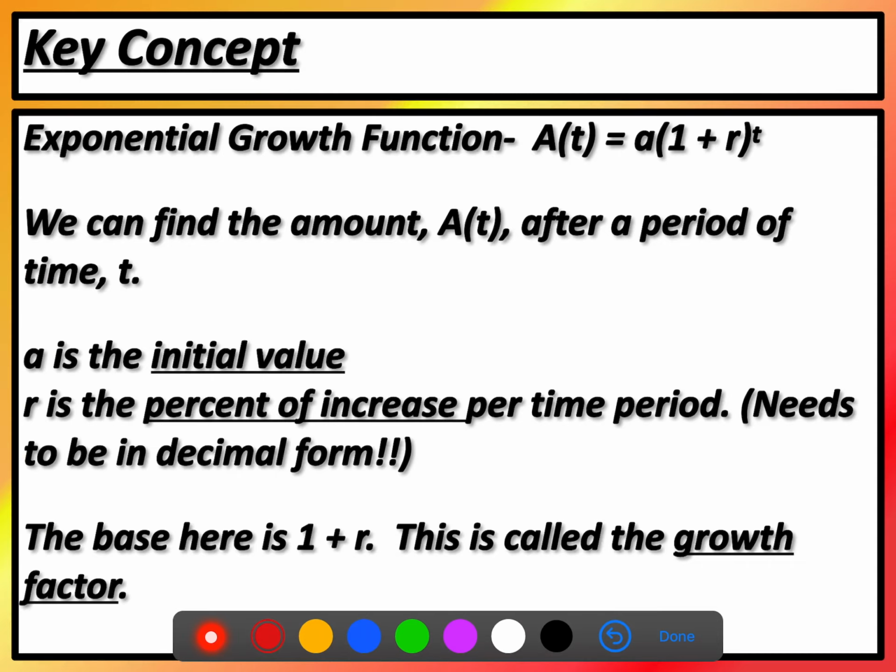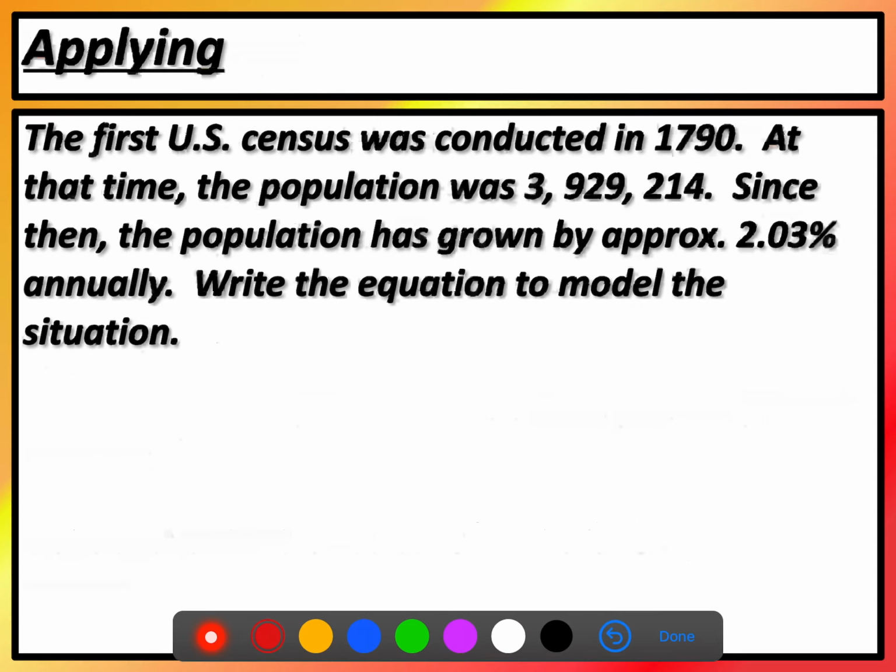For growth, it's 1 plus r as the base. Decay is going to be the same thing, except 1 minus r. So the first census was conducted in 1790, and at that time there were 3,929,214 people. Since then, the population has grown by approximately 2.03% annually. That's your key there, percent.